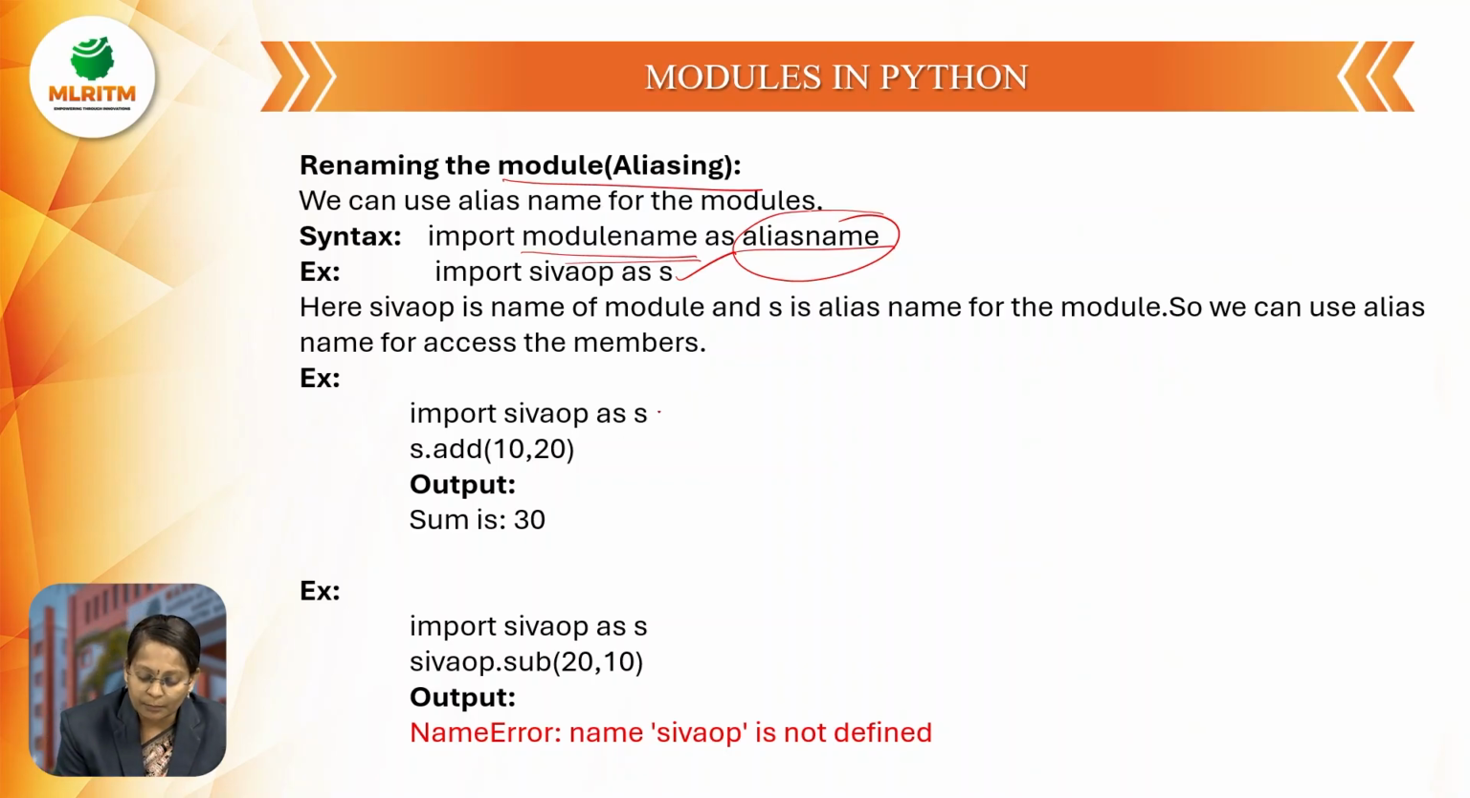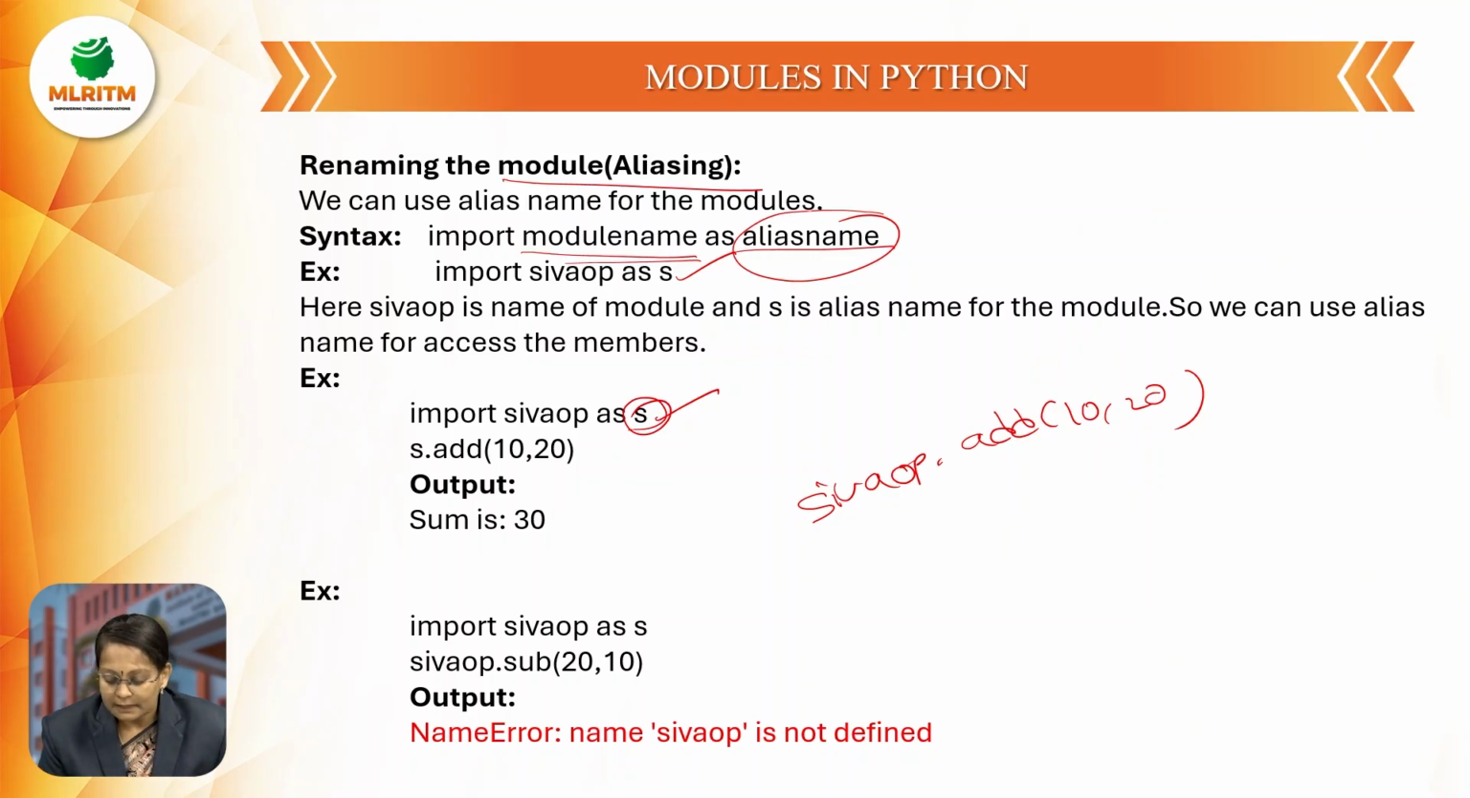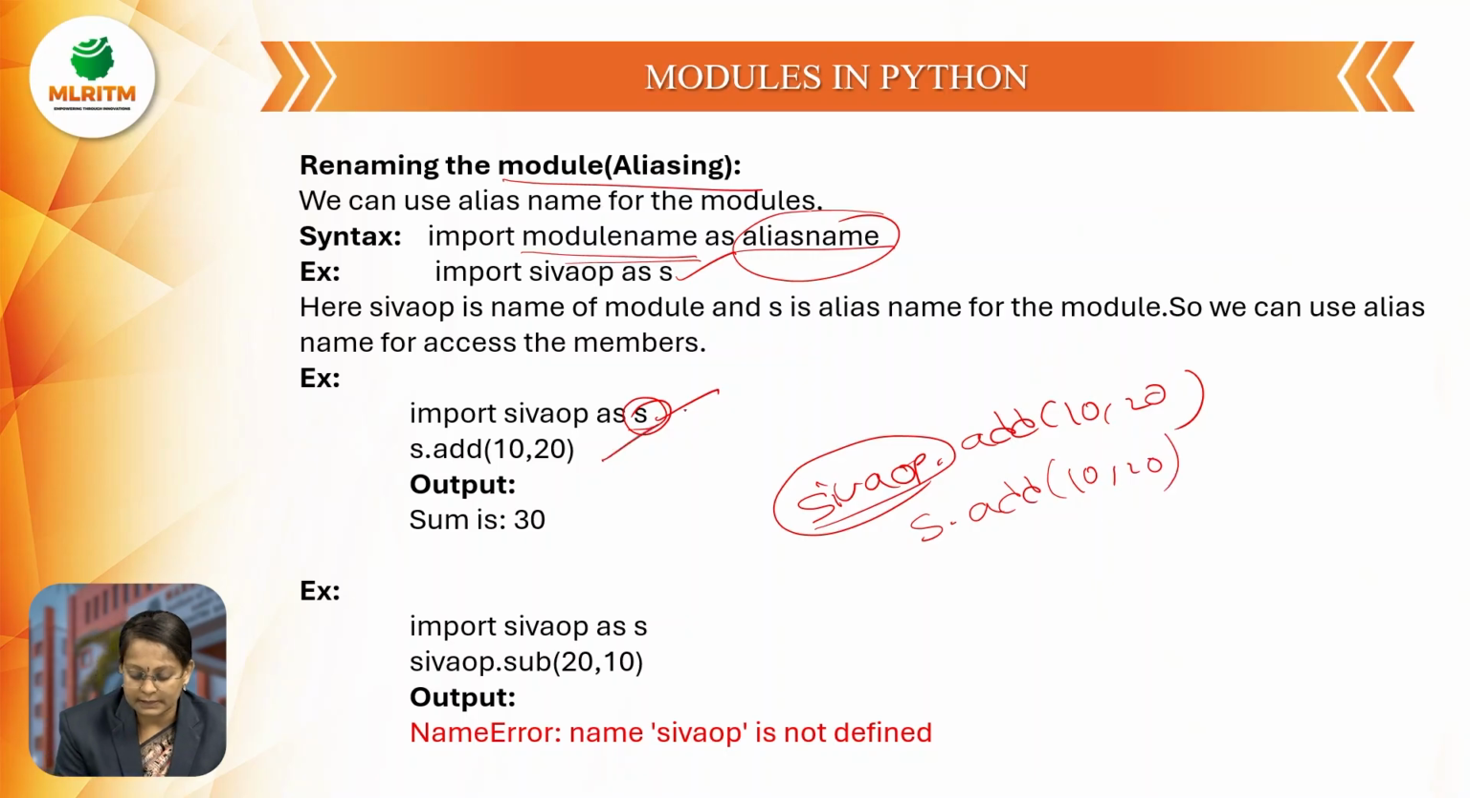So import shivaop as s, then in place of shivaop.add(10, 20), we are using the alias name s. We wrote the alias name as s, that's why we replace shivaop and write s.add(10, 20). So the output is 30. In place of shivaop we wrote only s. Next example: import shivaop as s, shivaop.sub(20, 10). The error is: name shivaop is not defined. Why? Because the alias name is already s.